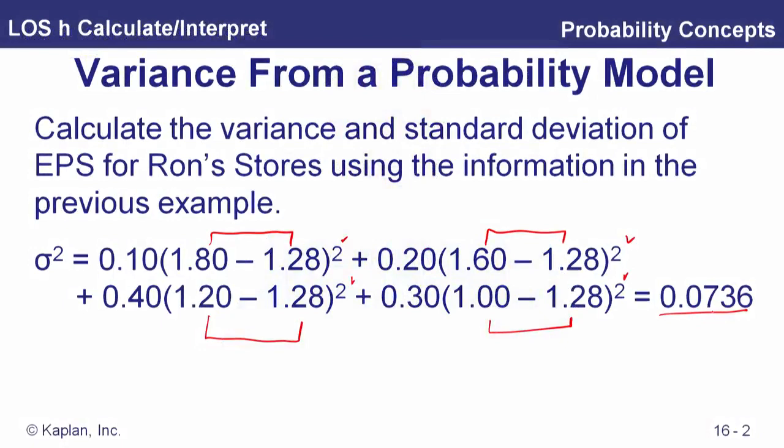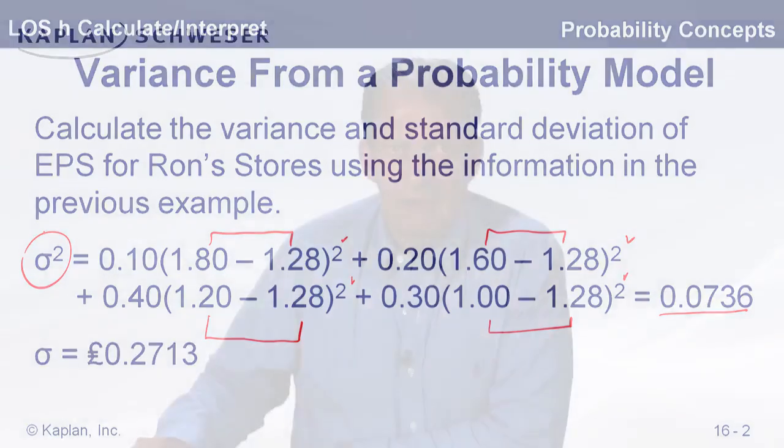0.0736. And if we take the square root of that, since we've got sigma squared, our variance, we take the square root of that, we'll get the standard deviation, and that's 0.2713.